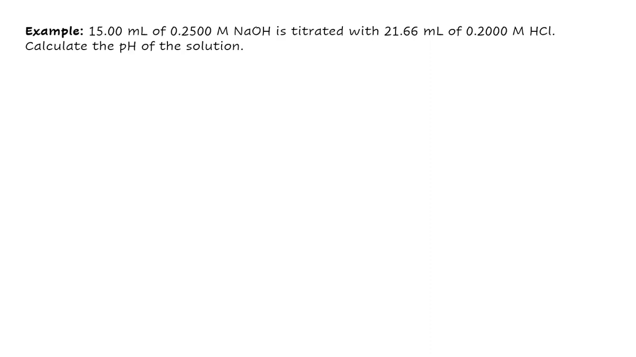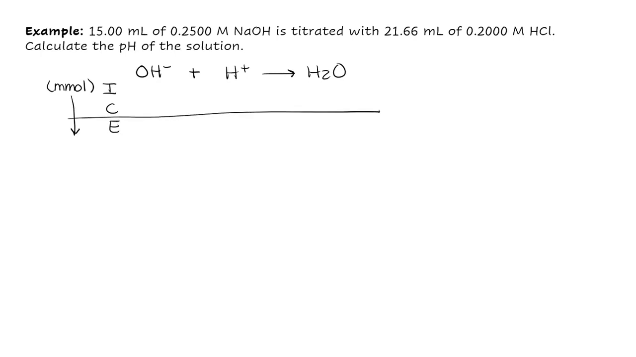Our next step is to set up our millimole table. Our reaction is OH minus plus H plus going to water. We set up our rows ICE and add our units of millimoles. Our values that we just calculated are 3.750 millimoles for OH minus and 4.332 millimoles for H plus.